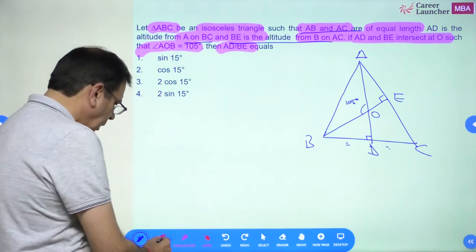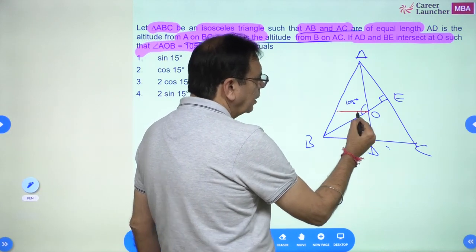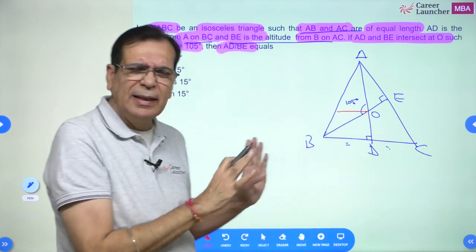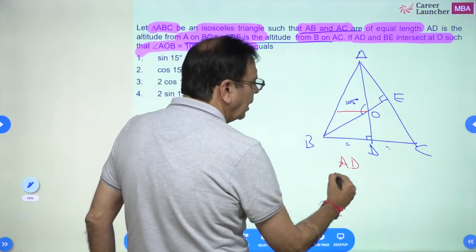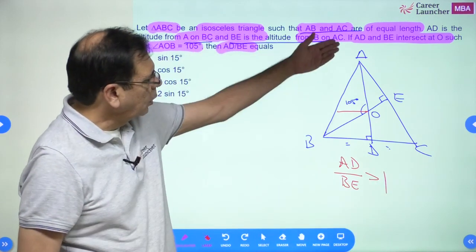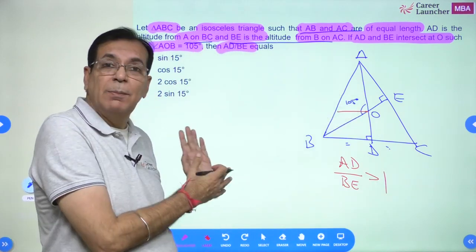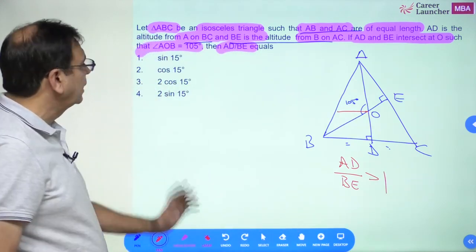Now, if I just look at this, this would be 90. ये 15 है ना, हाँ मोटा मोटा फिगर ठीक दिखता है. Now looking at this figure, can I say AD upon BE should be greater than 1? After all, AD लंबा दिखता है ना, we have drawn the figure correctly, so we'll get the answer from there. So my answer has to be greater than 1.